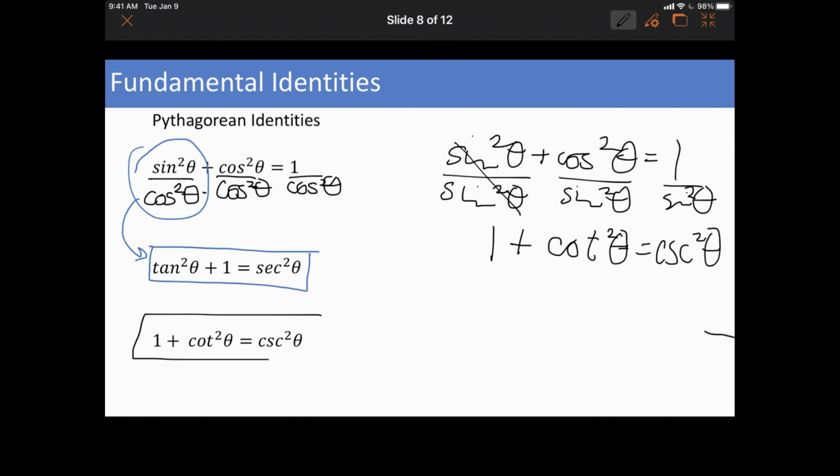So these are the 3. Sine squared theta plus cosine squared theta equals 1. The other one is tangent squared theta plus 1 equals secant squared theta. And 1 plus cotangent squared theta equals cosecant squared theta. Now, note that you can add and subtract things from both sides. So I can subtract 1 from both sides and get this. That's true for the other 2 as well.